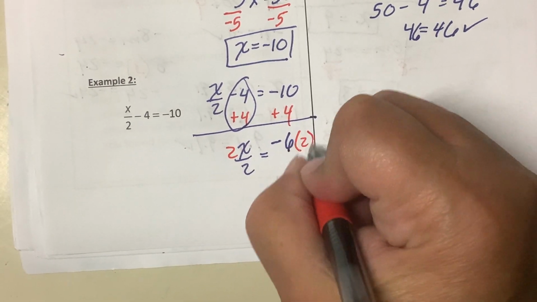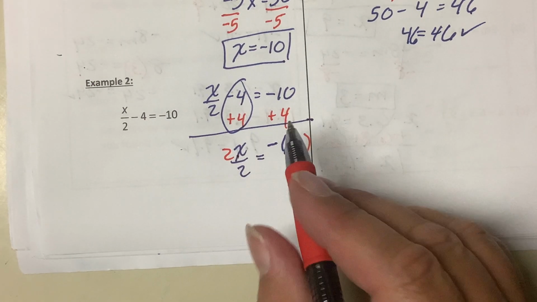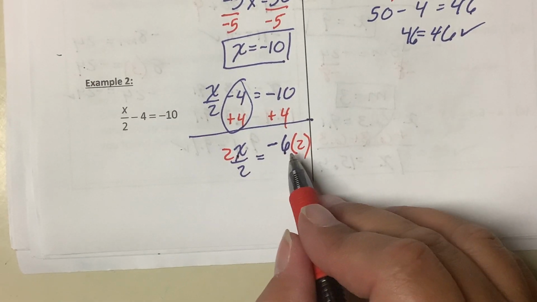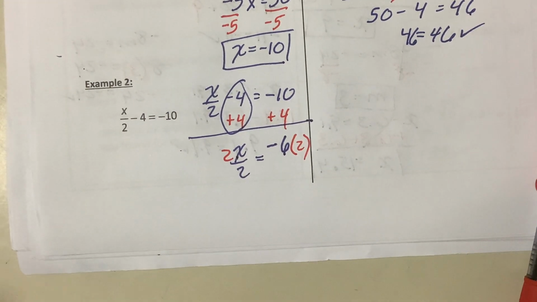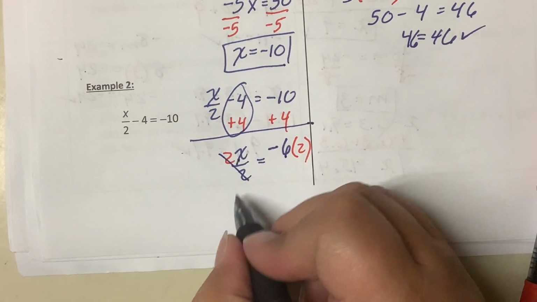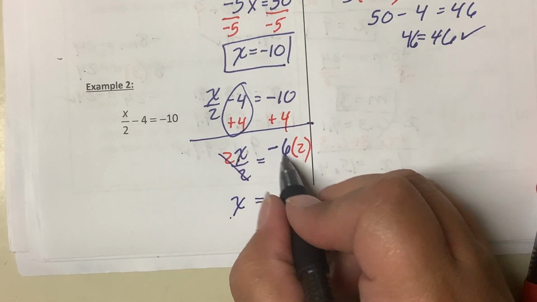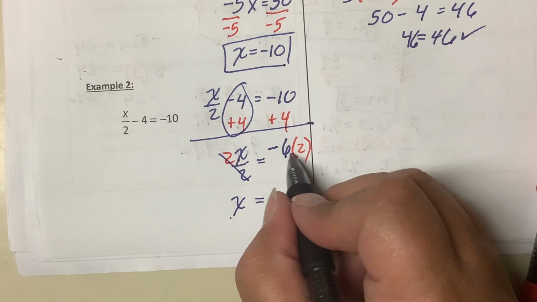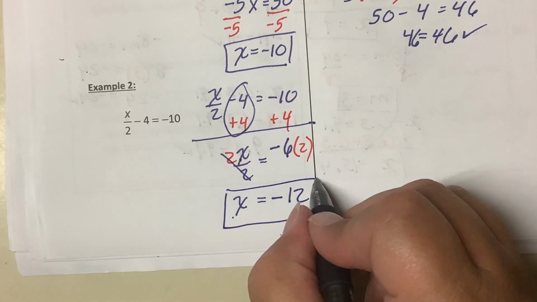So I multiply by 2 on both sides. When it's next to the variable, I don't have to put parentheses. But when it's next to another number, I need to use parentheses to show that I'm multiplying. 2 divided by 2 is 1x. Isolated variable equals negative times positive, negative. 6 times 2 is 12. Put a box around it because it's a gift.